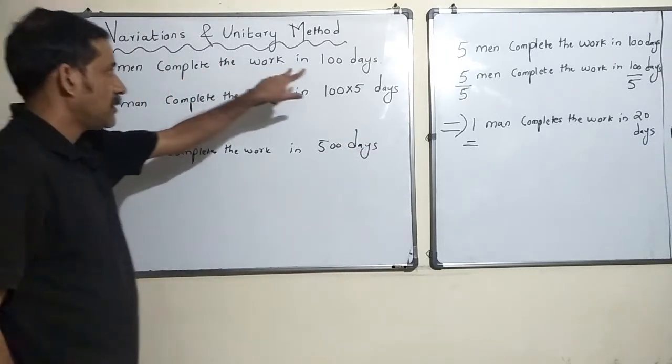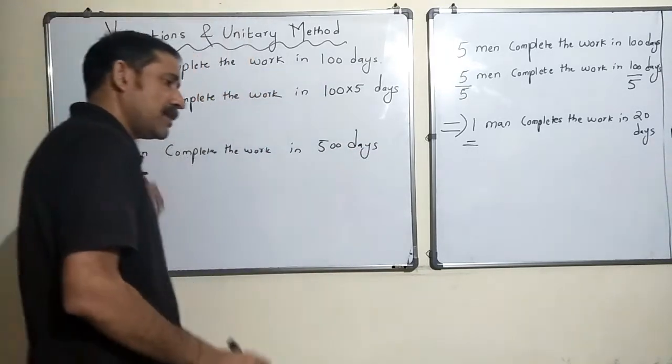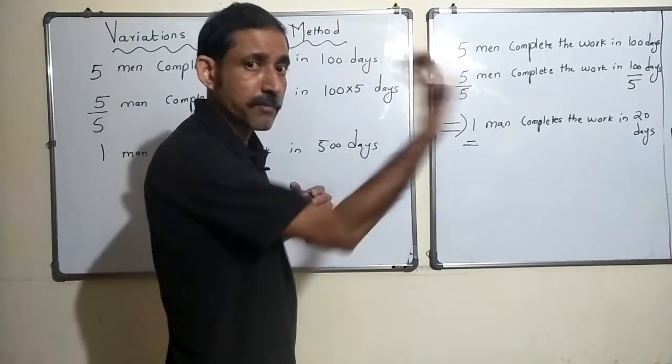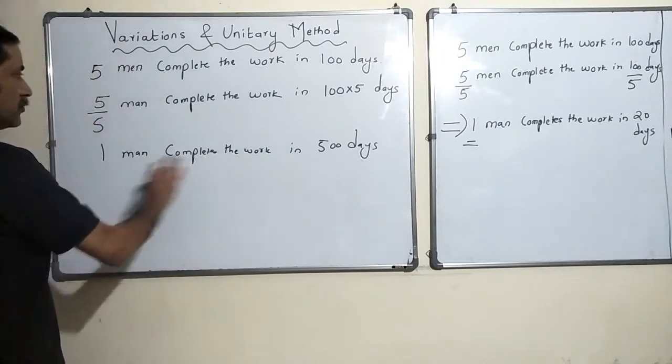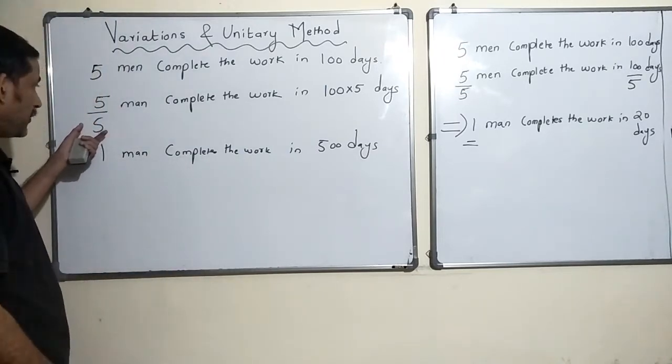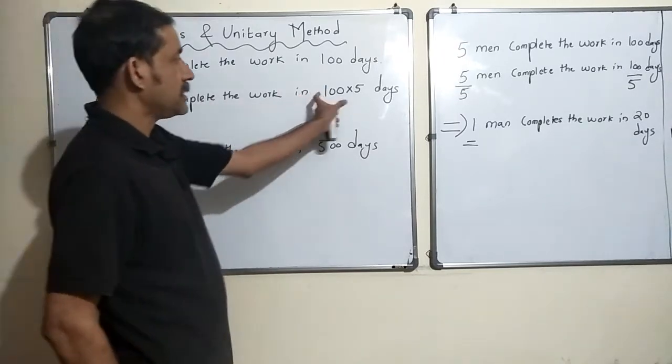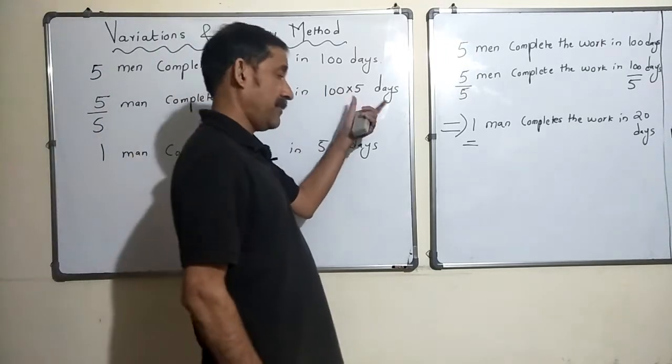5 men, 100 days, work will be over. If one man is there, he will need more time, more than 100 definitely. How much more? This is what will tell you. I divided this by 5 and I multiplied this side by 5.